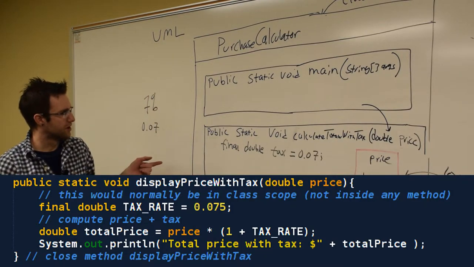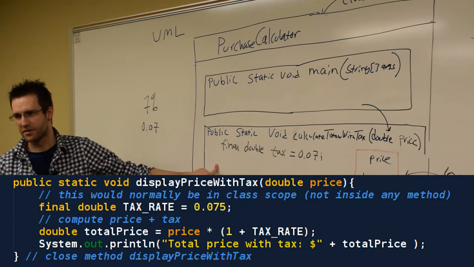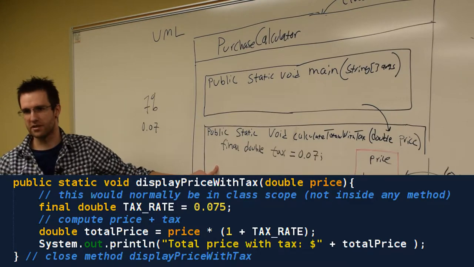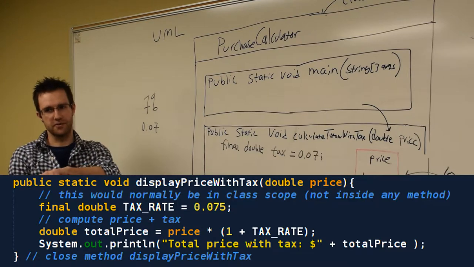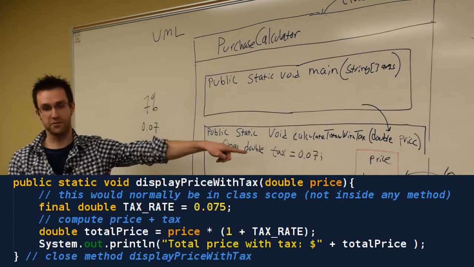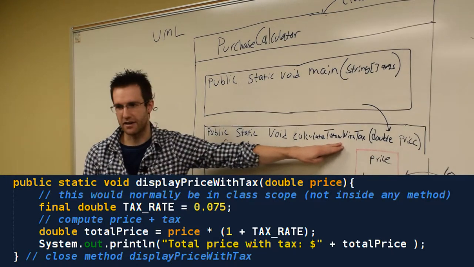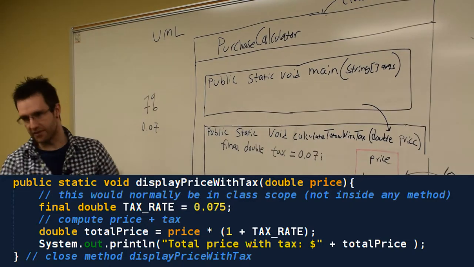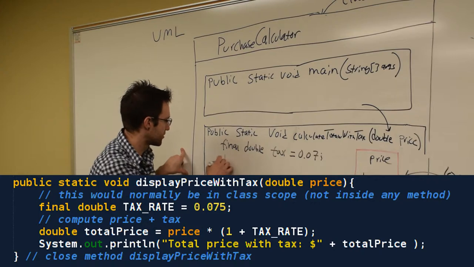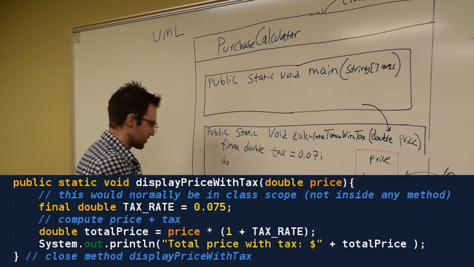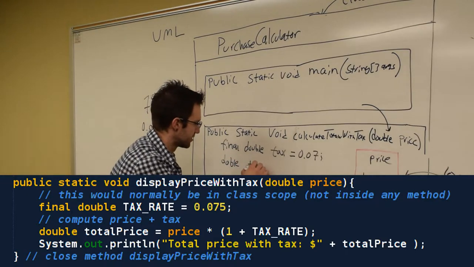And now we want to print out whatever the value is that represents the total price. We will eventually ask the user, but right now we're just doing math on whatever's passed in. This method's job is only to calculate the total with tax. So it has to be given the total. So then let's make a local variable called total price. Double total price.